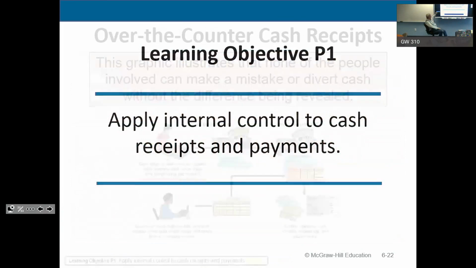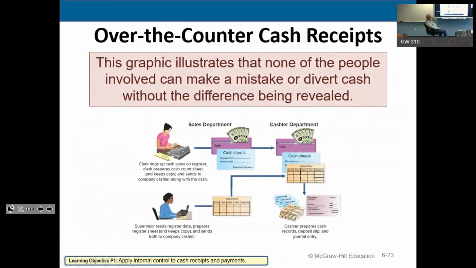Cash and receipts and payments. Here we go. This is over-the-counter cash receipts. Over-the-counter, OTC, right? This is you getting paid if you ever run a cash register. The clerk rings up the sales. Then there's a cash sheet that goes to the cashier department. Cashier prepares cash records, deposit slip, etc. And then the supervisor reads all this stuff and keeps copies and sends both to the company cashier, who pays, right?